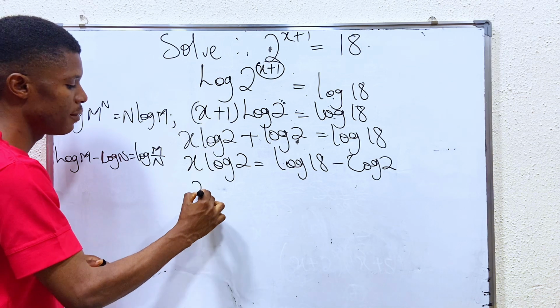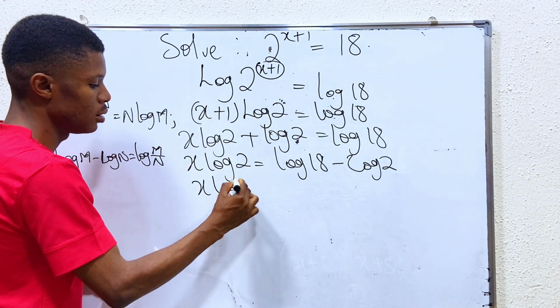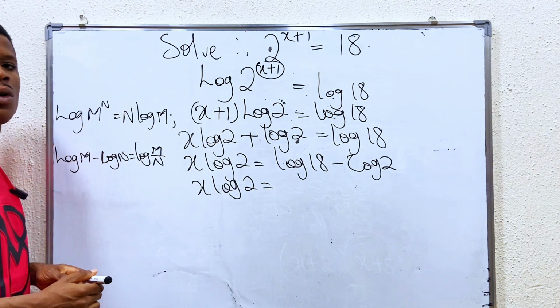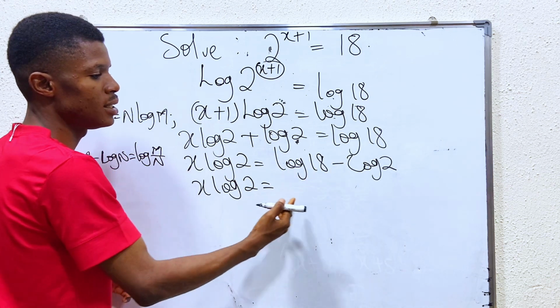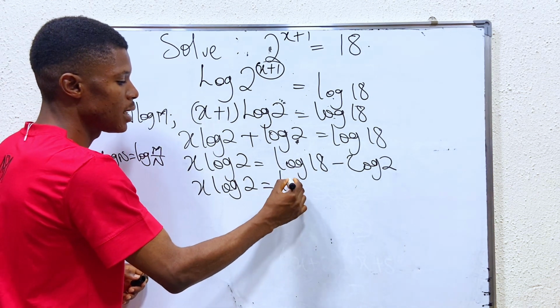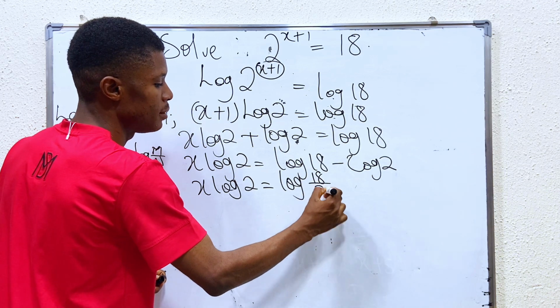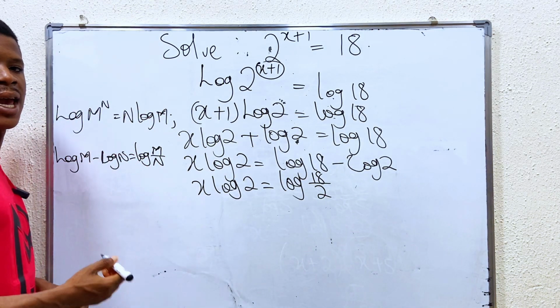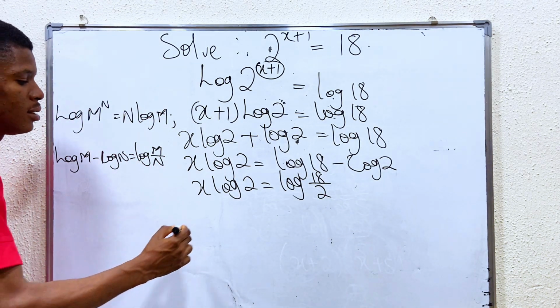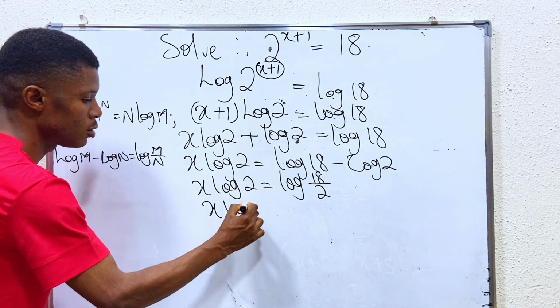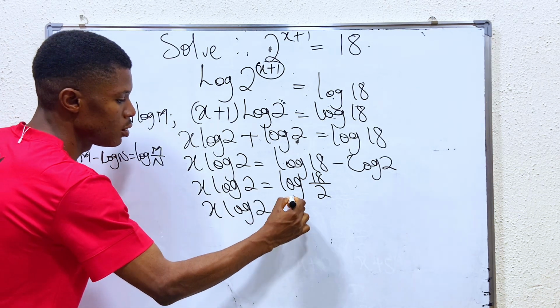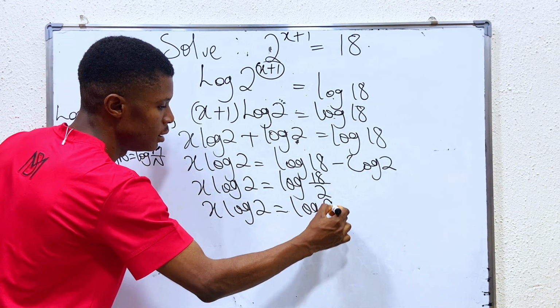So here we'll have x log 2 is equal to, we are subtracting these logs in the same base, so we can keep the base the same. Log of what? 18 divided by 2. Okay? 18 divided by 2 is 9. So we have that x log 2 is equal to log 9.